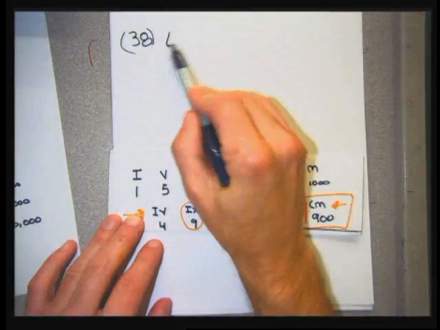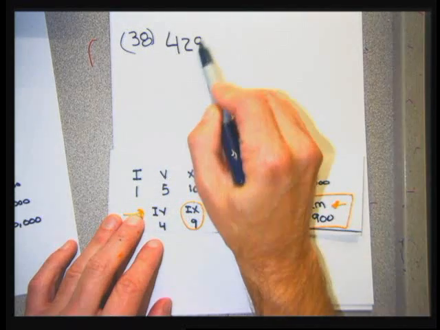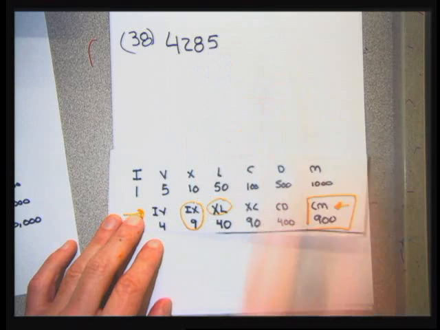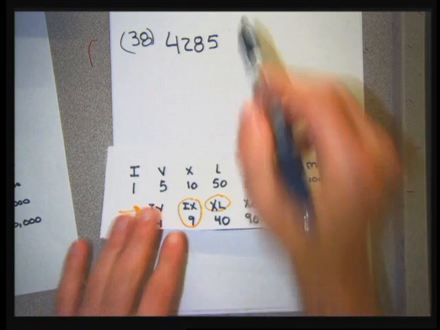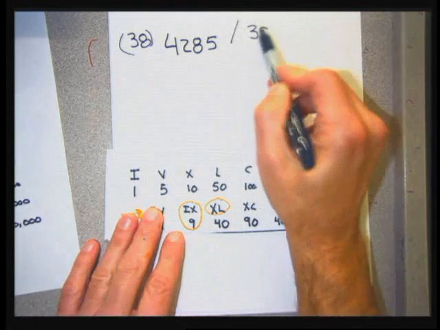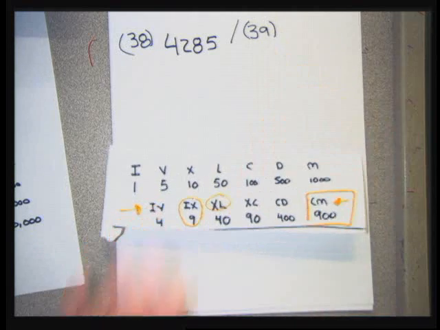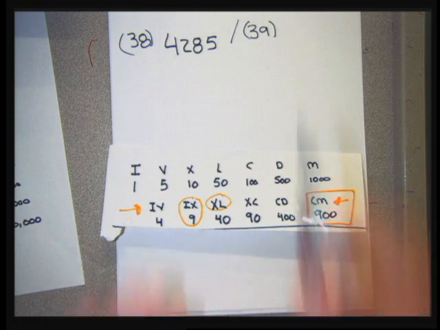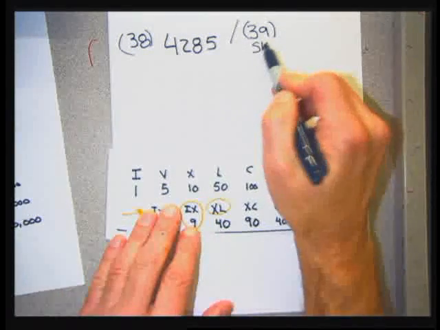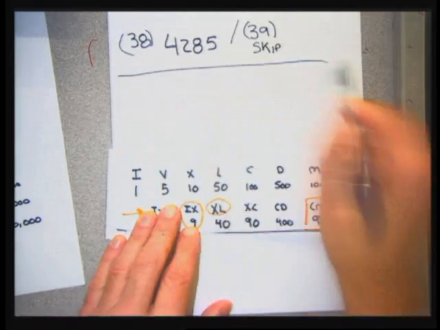So 38, I see 4,285, and this is a bad problem because it requires a bar, and it's the kind of problem that there's room for argument in terms of what the answer is. So let's just skip these because 4,000 is a bad number.